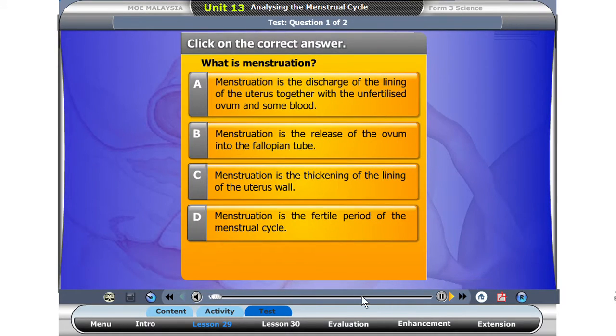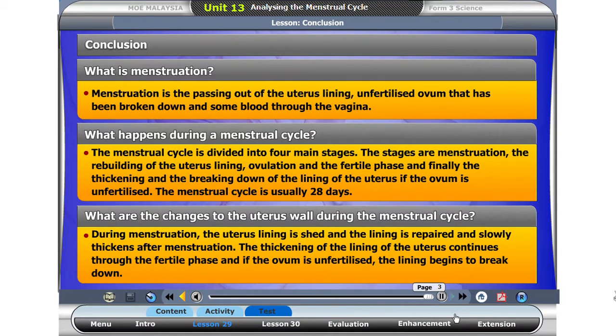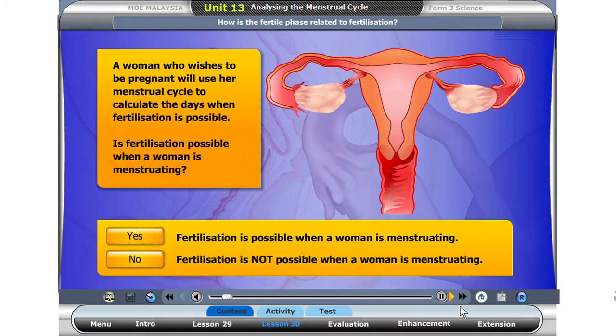What is menstruation? Click on the correct answer. The menstrual cycle is the way a woman's body gets ready for the possibility of pregnancy each month. A woman who wishes to be pregnant will use her menstrual cycle to calculate the days when fertilization is possible. Is fertilization possible when a woman is menstruating? Click on your answer.